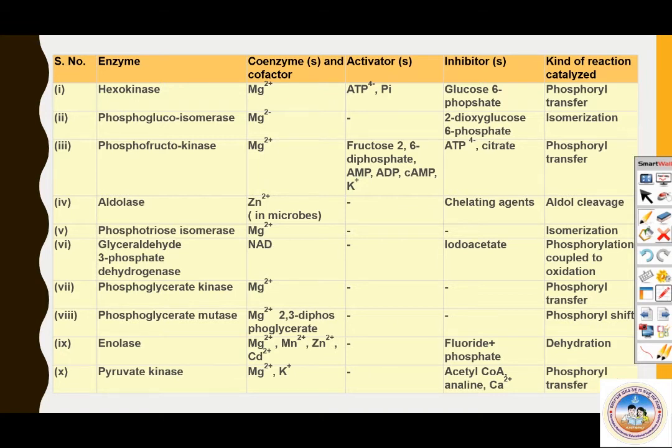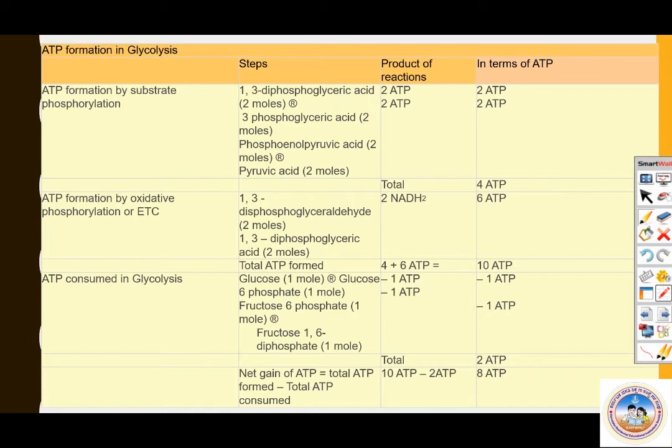Moving ahead, ATP formation. Let's start. From 1,3-diphosphoglyceric acid, the product produced is 2. So in terms of ATP also there are 2 ATPs. So totally, 1,3-diphosphoglyceric acid forms 3-phosphoglyceric acid, and phosphoenolpyruvic acid forms pyruvic acid. In the first, 1,3-diphosphoglyceric acid to 3-phosphoglyceric acid, 2 molecules, giving 2 ATP. In the second, 2 ATP. So totally you get 4 ATP.